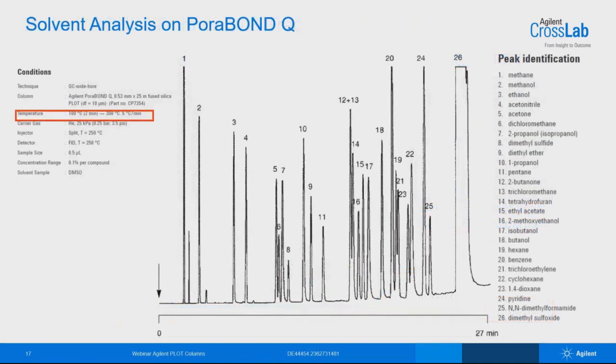The analysis of solvent is often performed on a 624-type liquid phase column. This chromatogram illustrates how it can be done on a PoraBOND Q. It takes about 27 minutes and the oven program goes up to 300 degrees Celsius. That's a remarkably high temperature for a porous polymer GC column. As you can see, there are excellent peak shapes for polar compounds like ethanol. It's an excellent analysis.